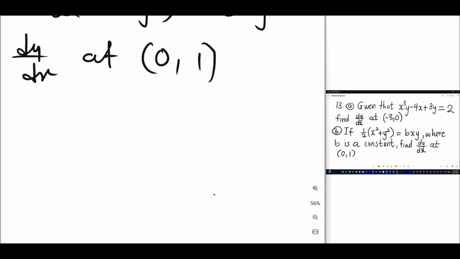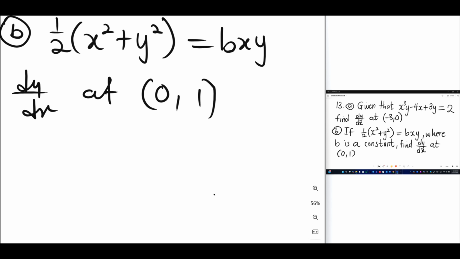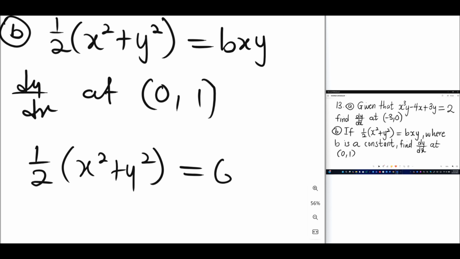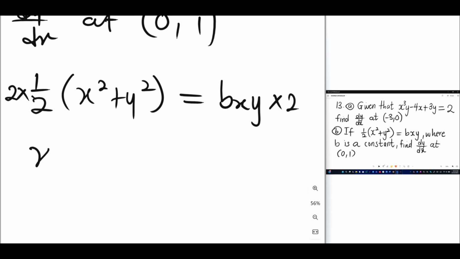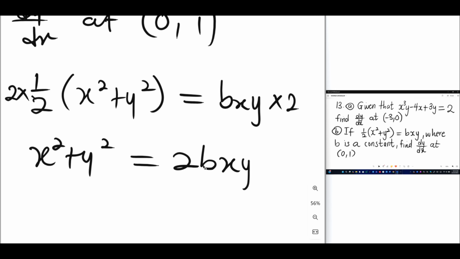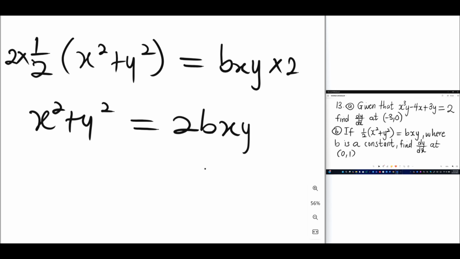So it means we need to differentiate the implicit function. So let's look at it. We have half of x squared plus y squared equal to bxy. So you can multiply through by the LCM. You can multiply each side by 2, so 2 times half of x squared plus y squared, and here 2 times bxy. So we are going to get x squared plus y squared equal to 2bxy.